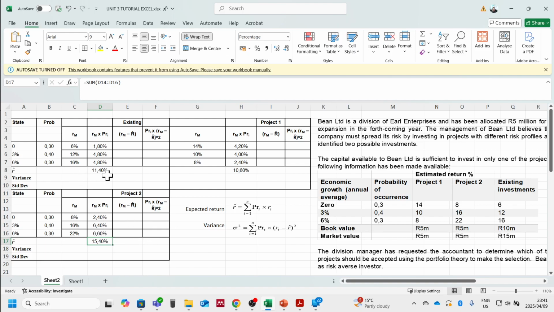So by looking only at the return, you will notice that project number two has the highest return. However, we do not choose a project based only on its return.